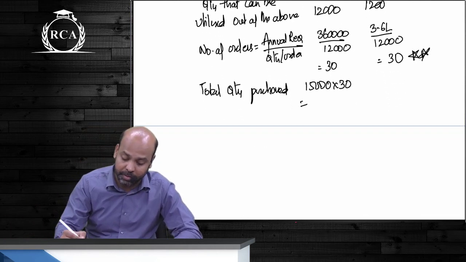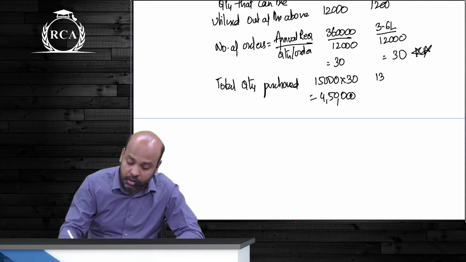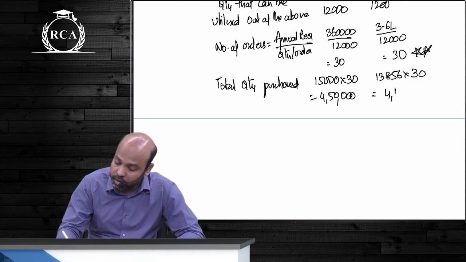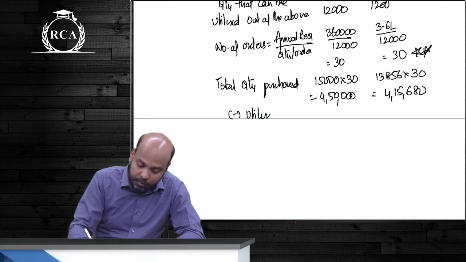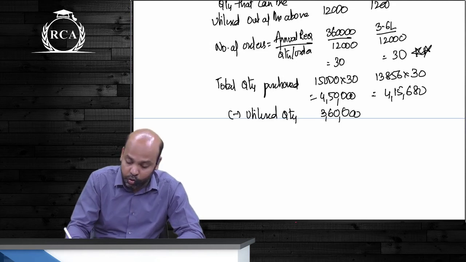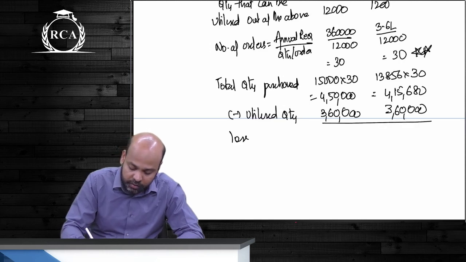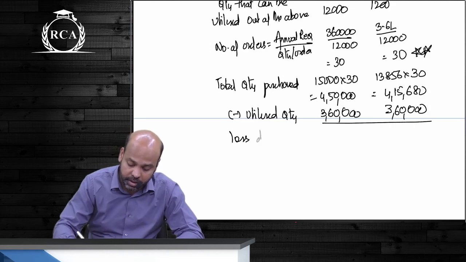Based on the requirement, I'll write 15,000 into 30, 4 lakh 50,000. 13,856 into 30, 4 lakh. Out of this, utilized quantity in both the cases is going to be only 3,60,000. I am not going to utilize more than 3,60,000. The difference is your loss due to obsolescence. Do you understand or not? Isn't that difference a loss?